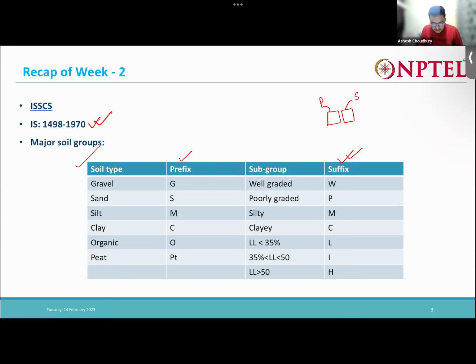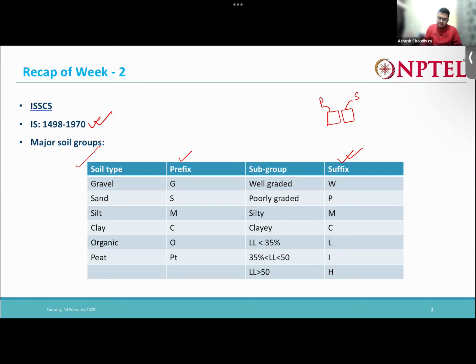Now, if our soil is well graded, we write it as W. If it is poorly graded, we write it as P. If it is silty, it will be M. If it is clay, it will be C.